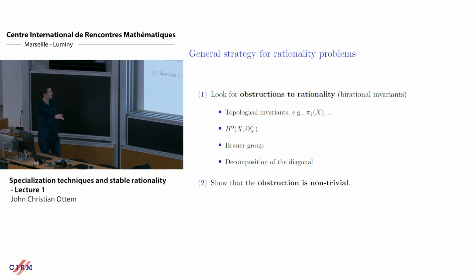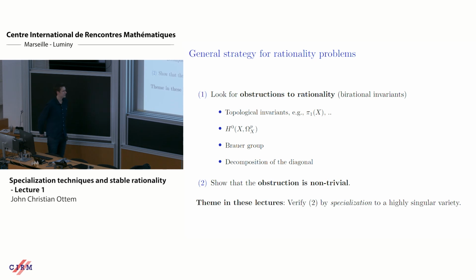Of course, you look for an obstruction, and then you try to show that the obstruction is non-trivial. This is a sort of delicate thing. So typically, in these lectures, we'll try to verify that it's non-trivial by specializing to a singular variety. Singular varieties are usually considered quite bad, but in our world, it's nicer because they typically have more invariants. Because they're so singular, you can compute things more easily. So I'll try to explain this.